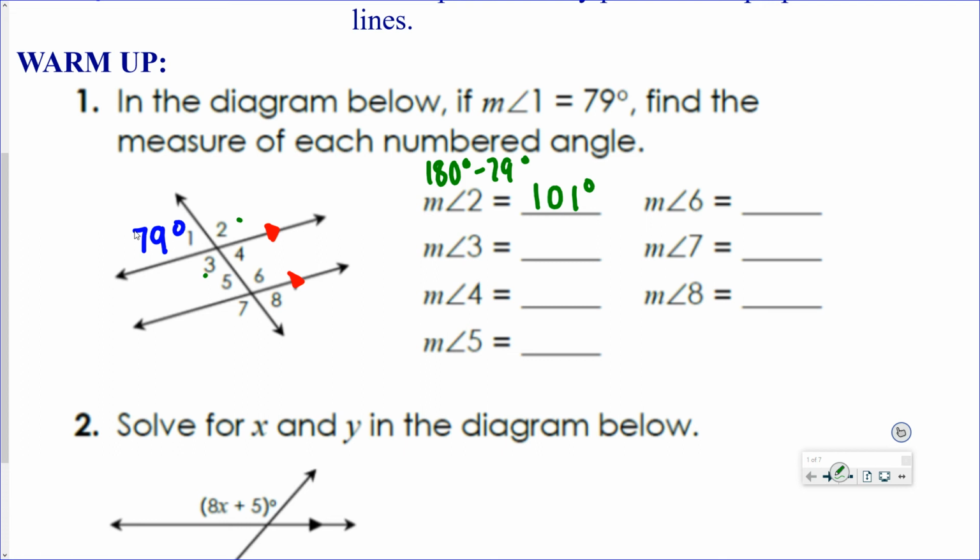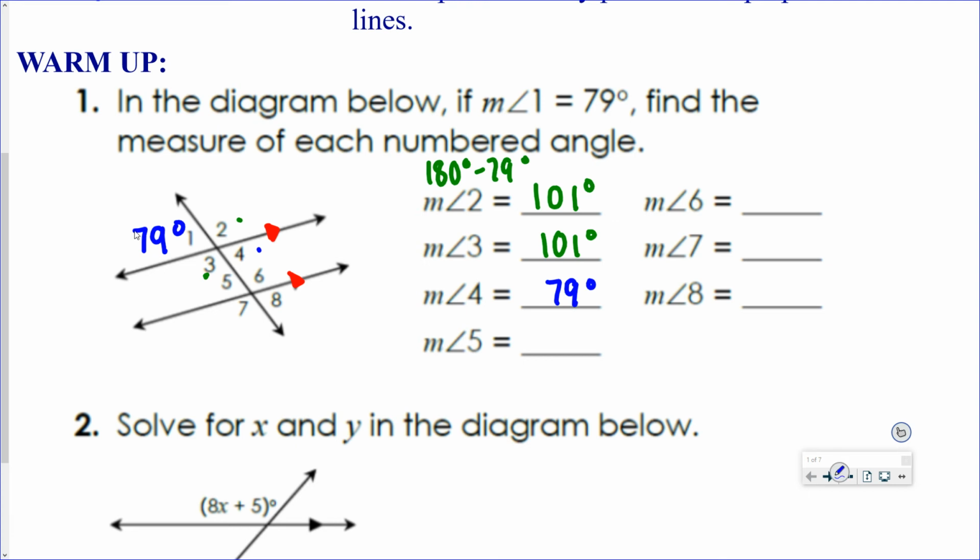What's the relationship between angle 2 and angle 3? They're vertical angles, which means they're congruent. So that's also going to be 101. Or you could say it's supplement to angle 1. You could say that too. So similarly then for angle 4, you could say it's vertical to angle 1 or it's supplement to angle 2. That one's also going to be 79 degrees. Okay, cool.